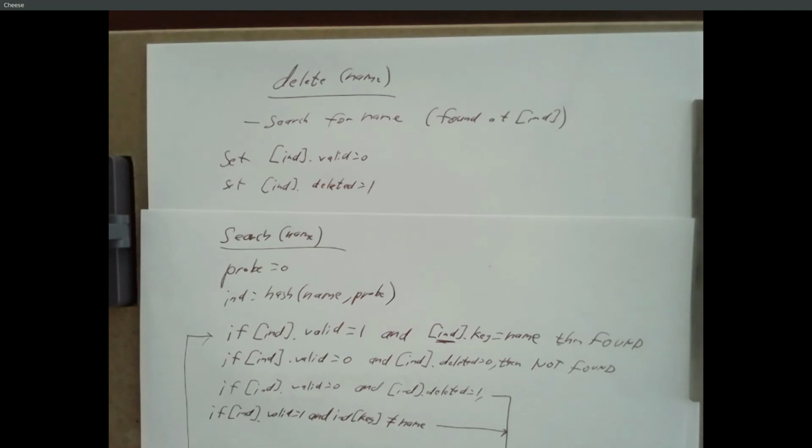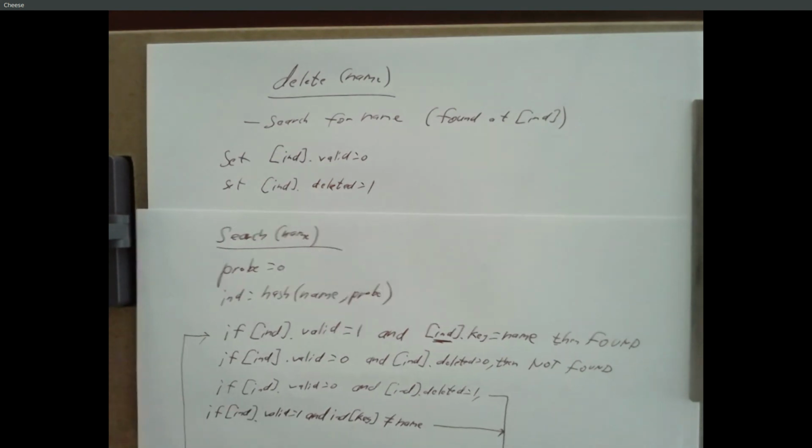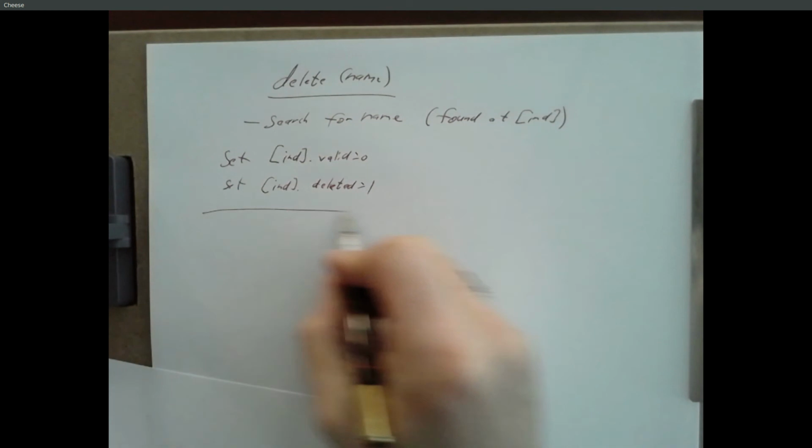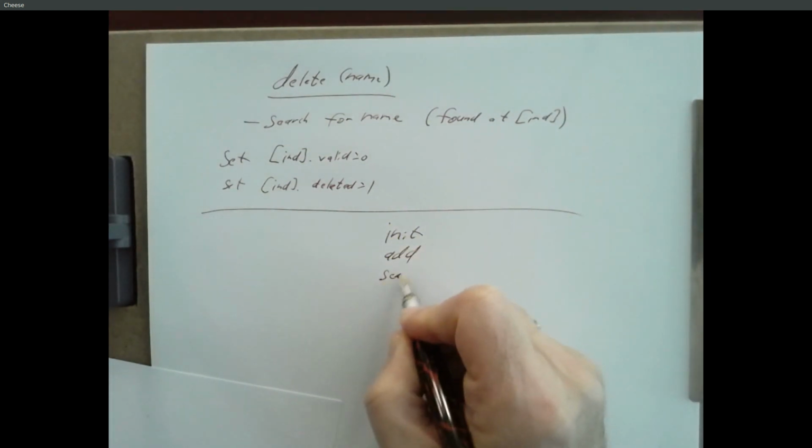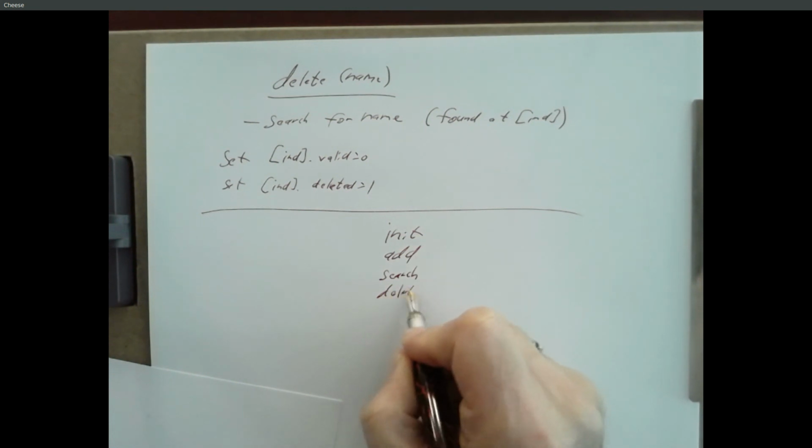All right, we can add, we can search, we can delete. That's all we have to do. We have to initialize. So how do we initialize a hash table? Go through with a for loop, set all the deleteds equal to 0, set all the valids equal to 0. There's your initialization. So as an abstract data type, our interface to a hash is init, add, search, and delete.